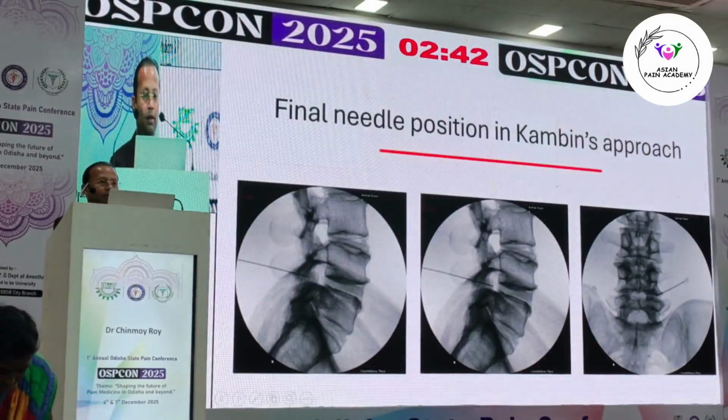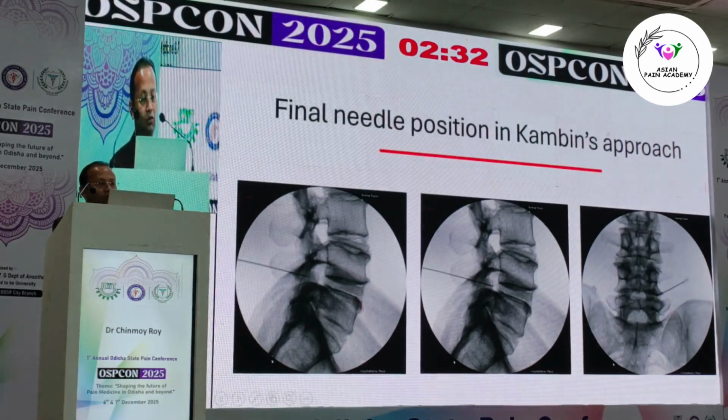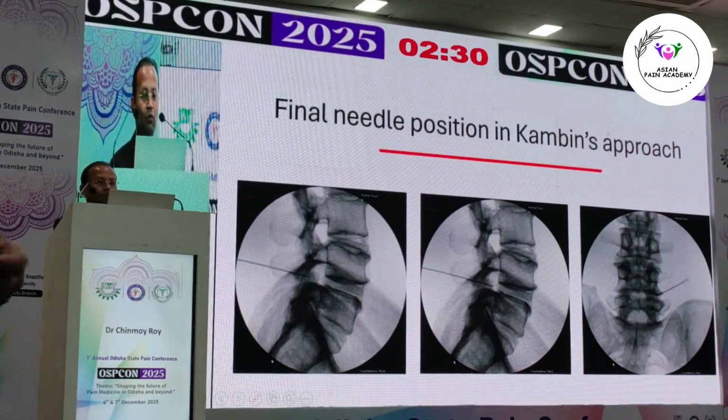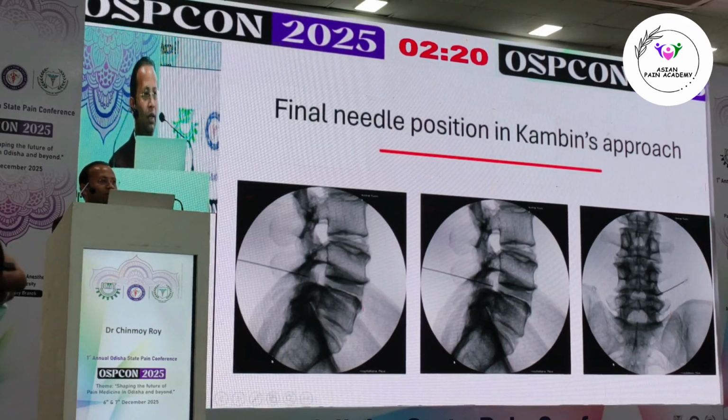Then the final needle position in Kambin's triangle approach. Kambin's triangle means the lower half of the whole foramen in the lateral view, the lower part. So I am progressing, and at this point it is the final needle position. So the final needle position is actually important.